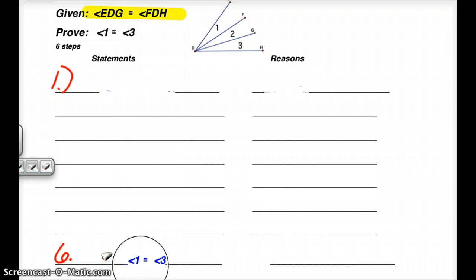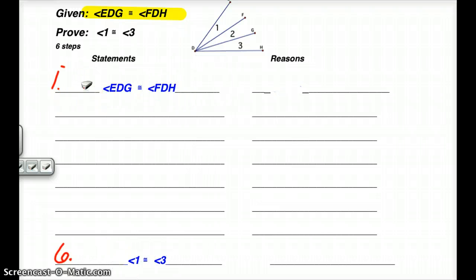All right, let's take a look at our first proof. We are given angle EDG is congruent to angle FDH, and we need to prove angle 1 and angle 3 are congruent. I have that we're going to do that one in 6 steps. Remember that the given is always the first thing you write down, so that goes in your number 1 spot. And then all the way down at the end, our 6th step, we're going to write the prove.